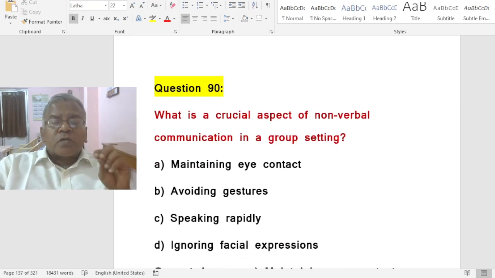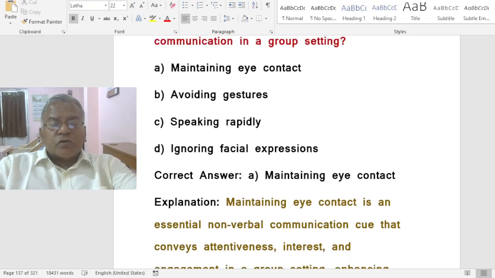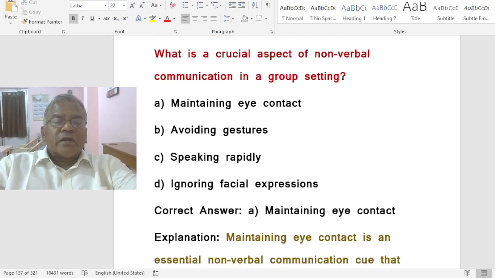What is a crucial aspect of non-verbal communication in a group setting? A. Maintaining eye contact, B. Avoiding gestures, C. Speaking rapidly, D. Ignoring facial expressions. What should be the correct answer for this question? Maintaining eye contact.